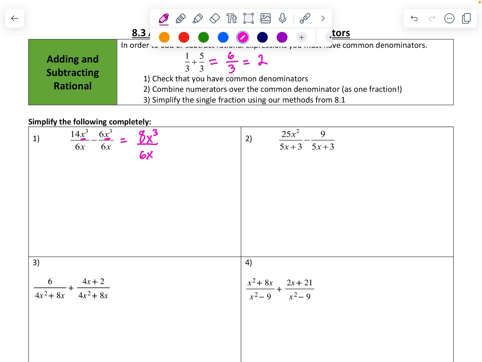Now that it's a single fraction, I can use my simplifying techniques. So 6 and 8 are both divisible by 2. So this turns into a 4, and this turns into a 3. My x's, there's an invisible 1, so 3 minus 1 equals 2. So we are left with a 4x squared, and on the bottom, we're just left with a 3.